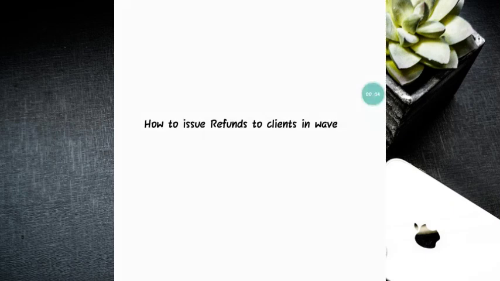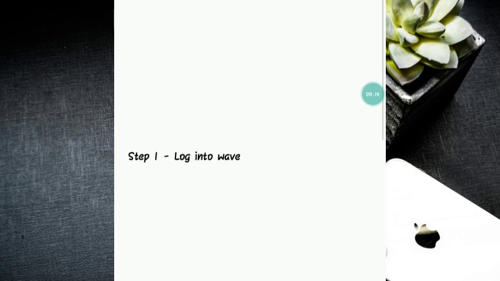In today's quick tutorial, I'm going to show you how to issue a refund to a client in Wave, whether they're overpaid or you're processing a return. So let's get started. First, log into your Wave account and go to the sales section from the left hand menu. There you're going to click on invoices and find and open the invoice related to the payment that you want to refund. Now, refunds in Wave are a bit manual, but don't worry, it's pretty simple.